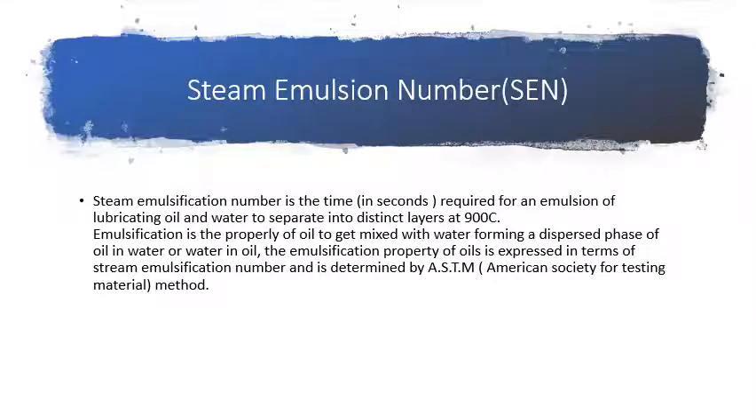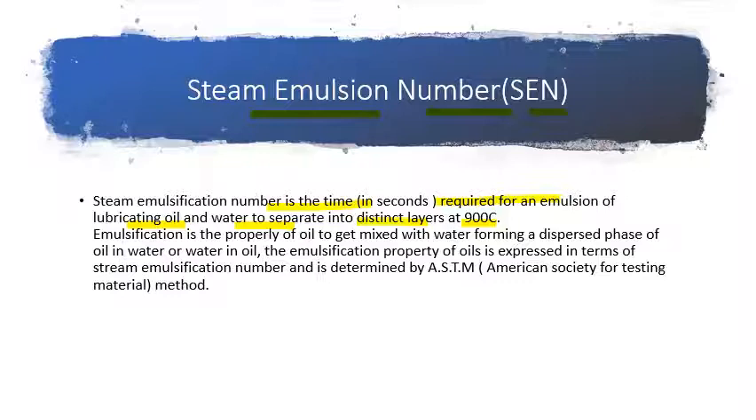The next property of the lubricant is steam emulsion number, that is SEN. It is also called steam emulsification number. It is the time in seconds required for an emulsion of the lubricating oil and the water to separate into distinct layers at 90 degrees centigrade. So it is the time in seconds the lubricating oil separates from the water. That is recorded as SEN.